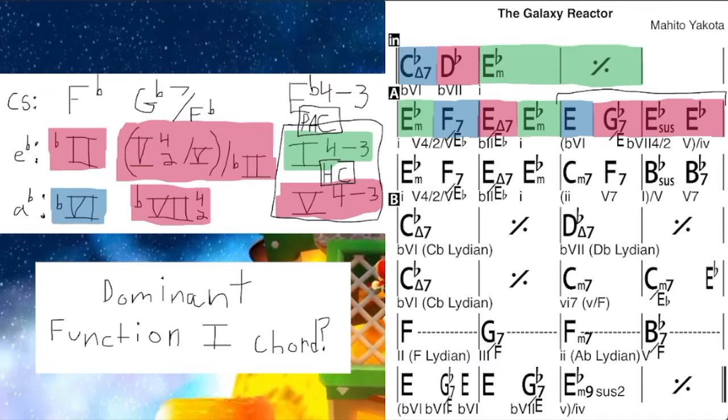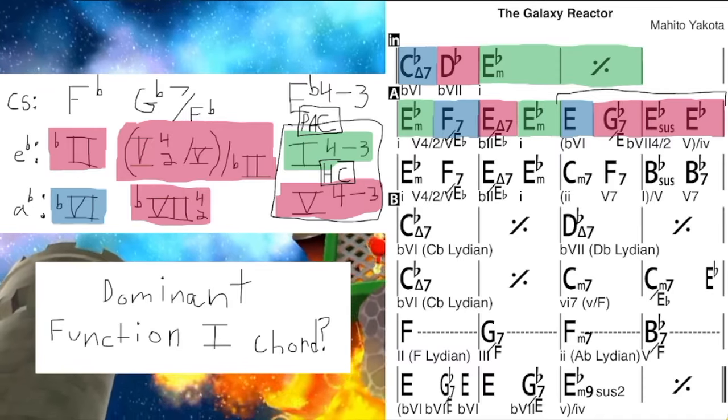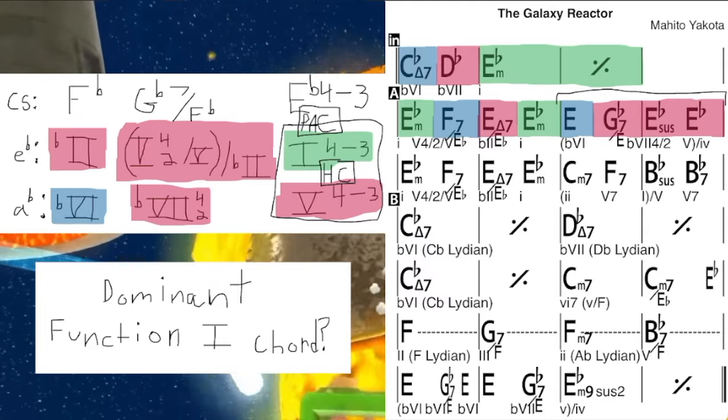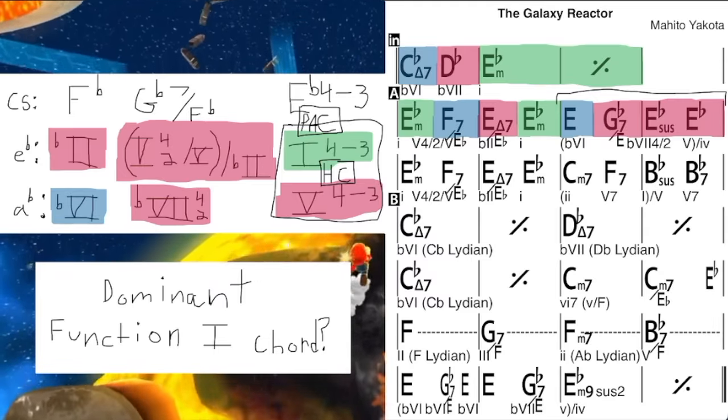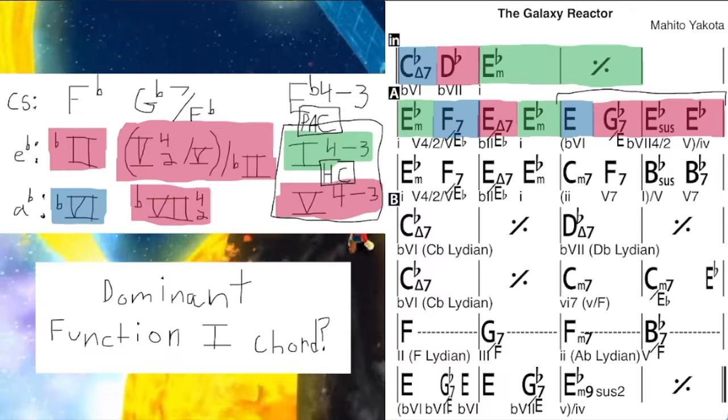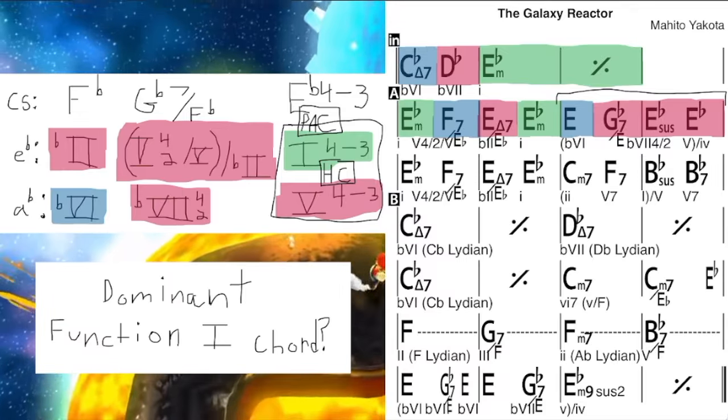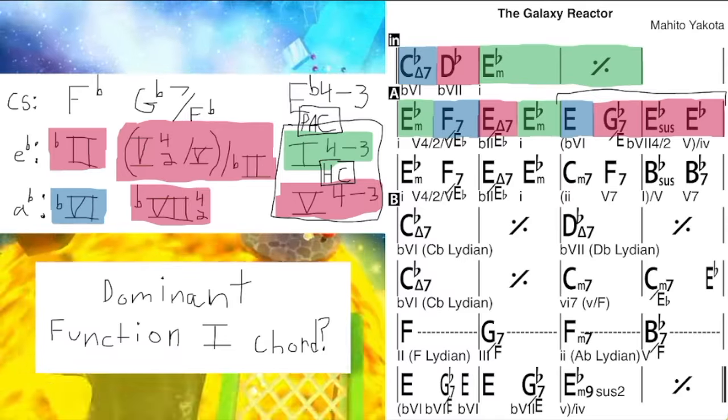Because of the context that it's being used, it's kind of like there's a dominant function one chord. Tell that to your theory professor. Well, they know about 5/4, right? It's pretty much 5/4. But then 5/4 just goes back to 1.